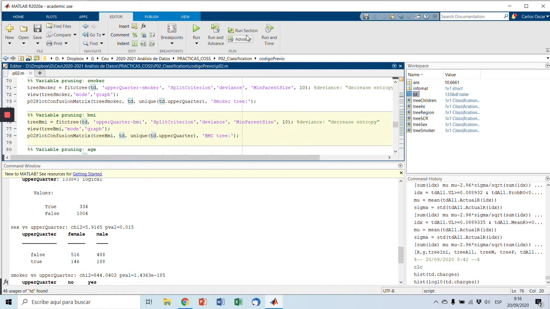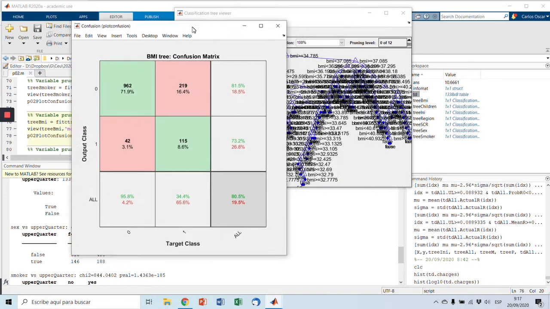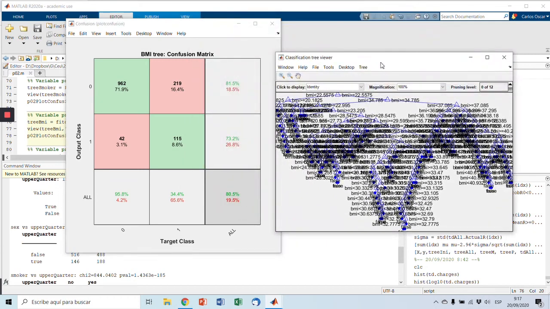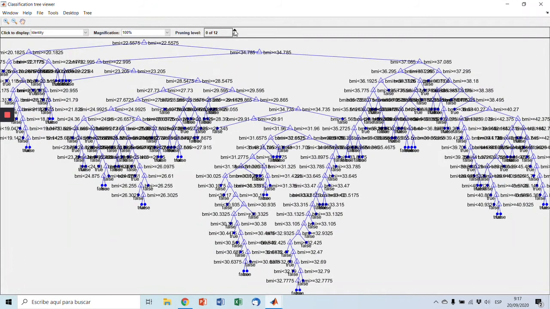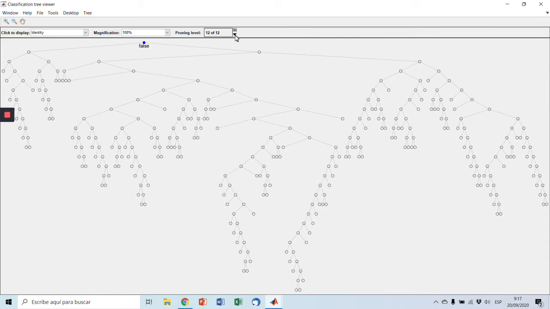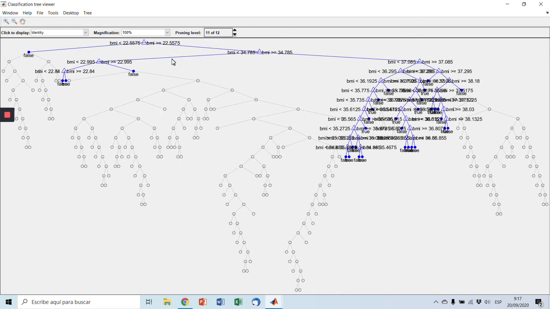Then what about the body mass index? The body mass index gives us a much lower classification success. That means that it is not so determinant in saying whether you belong to the upper quarter or not. As we see, the most basic tree is just predicting false, and if we want to go one step forward, then we have a relatively complicated tree. All the questions are on body mass index, because we know that body mass index is the only variable we have used to predict the upper quarter state.